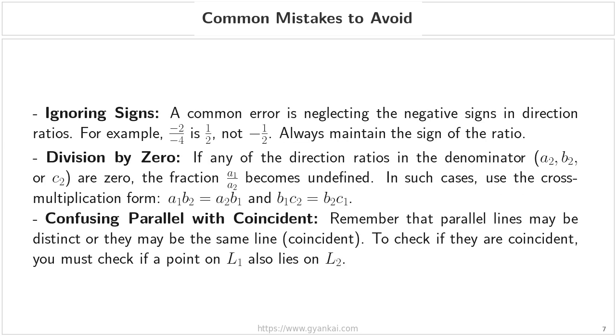Finally, do not confuse parallel lines with coincident lines. While we have been focusing on the direction of the lines, remember that parallel lines can be two distinct lines that never touch, or they could actually be the exact same line, which we call coincident. If you are asked to distinguish between the two, you must perform an extra check. Take a point from the first line and see if it also lies on the second line.